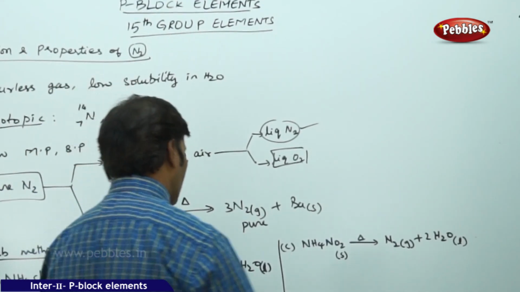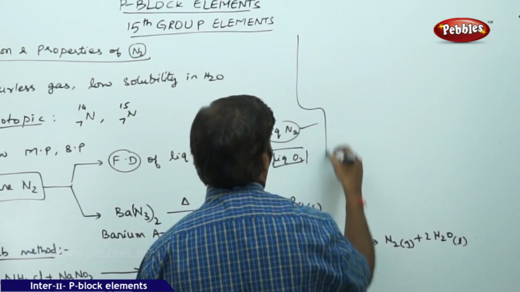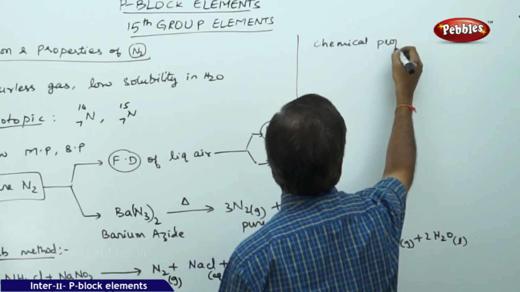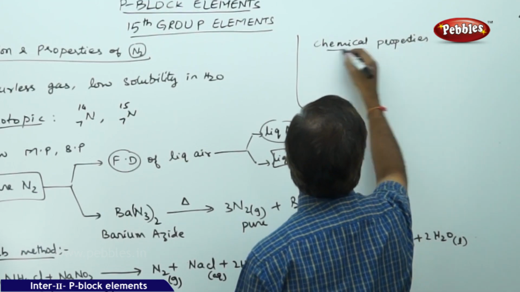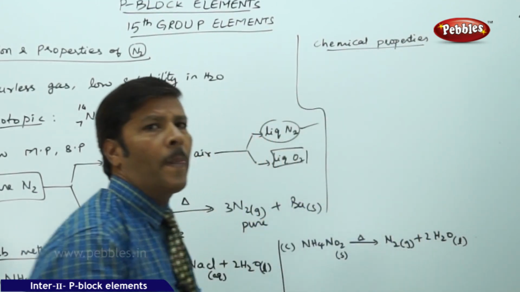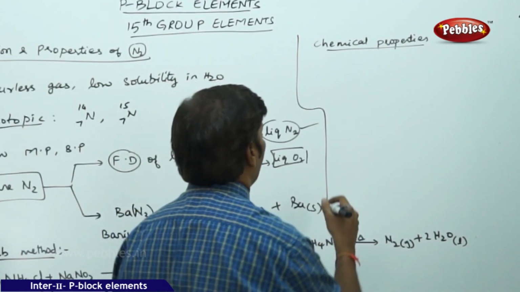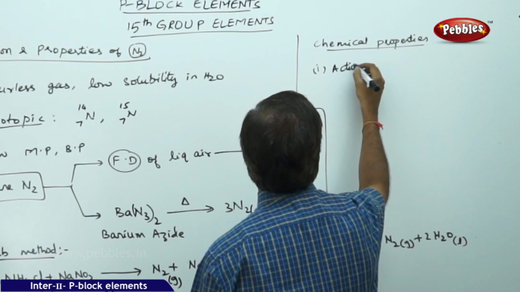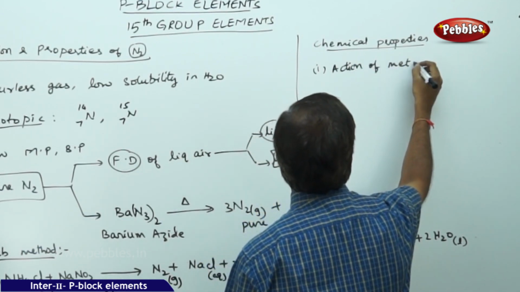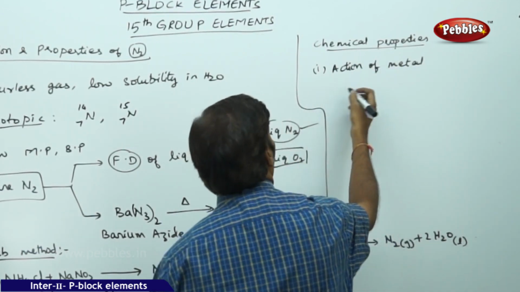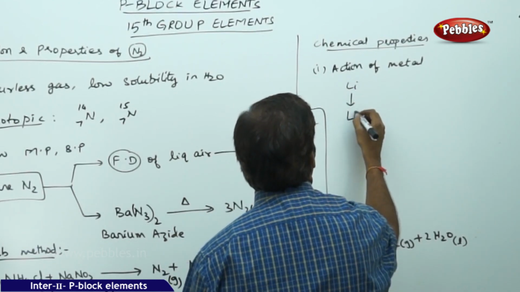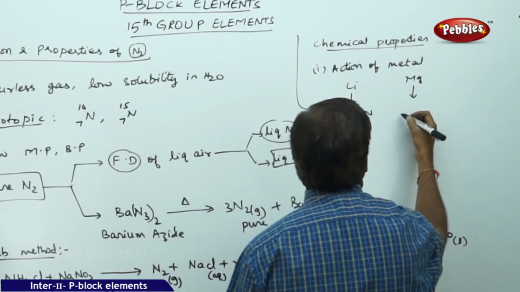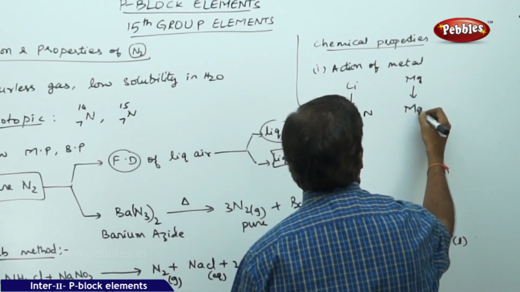And if you go to the general properties, the chemical properties of nitrogen, nitrogen can readily react with metals as well as non-metals. First one is action of metals. With lithium, it forms lithium nitride, and with magnesium, it forms magnesium nitride.